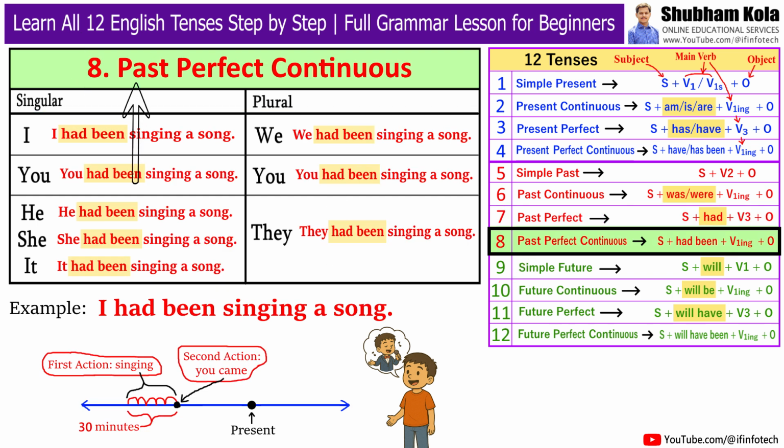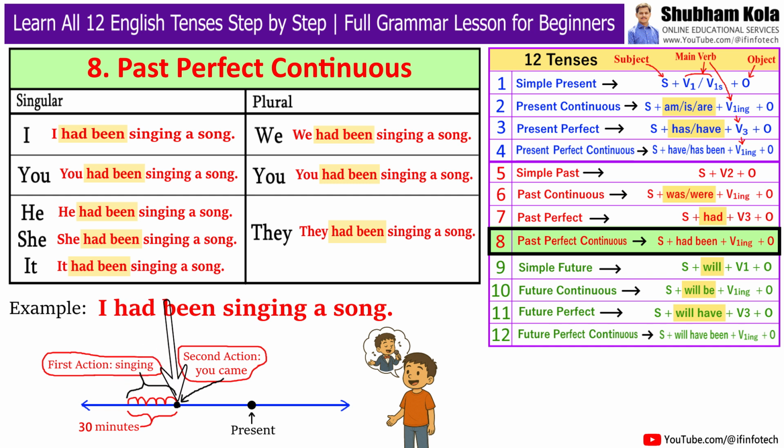Next tense is past perfect continuous tense. What if the action had been going on in the past for some time before another past action? Let's say I had been singing for 30 minutes before you came. Then I say I had been singing a song. Structure is had been plus V1 ing. Use this tense when the action started earlier and continued for some time in the past.